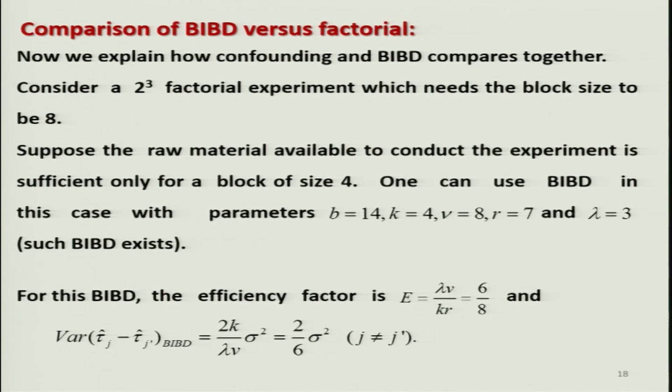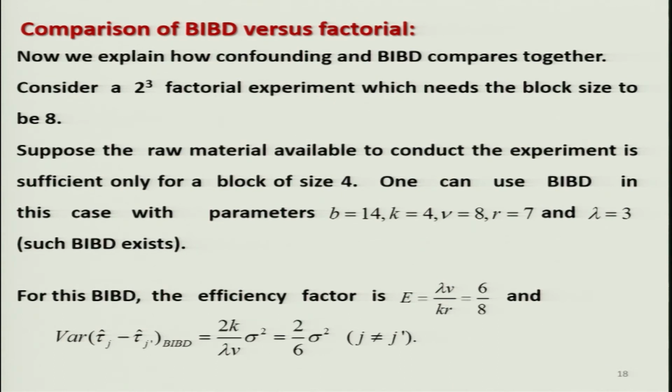So, now in case you try to address the answer to the second question, let us see: if your objective is simply to reduce the block size, and you have two options, that you can use the balanced incomplete block design, or you can use the factorial experiment, then how do they compare? But one thing you have to keep in mind, these are two different concepts.